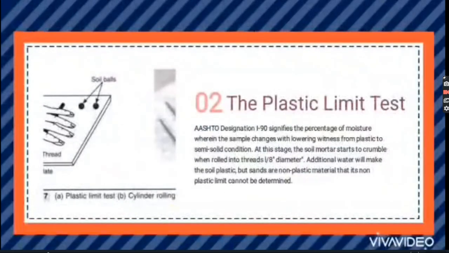Second, we have the plastic limit test. AASHTO designation T90 signifies the percentage of moisture wherein the sample changes, with lowering wetness, from plastic to semi-solid condition. At this stage, the soil mortar starts to crumble when rolled into threads 1/8 inch in diameter. Additional water will make the soil plastic, but sands are non-plastic materials whose plastic limit cannot be determined.